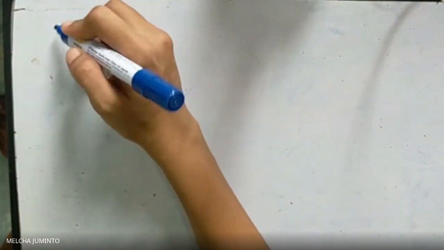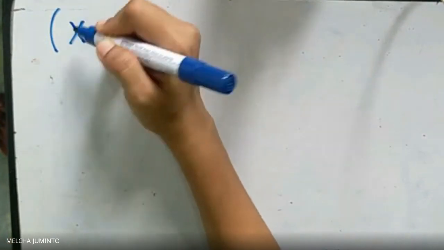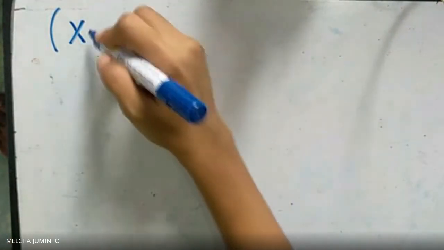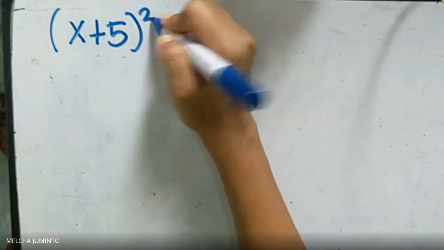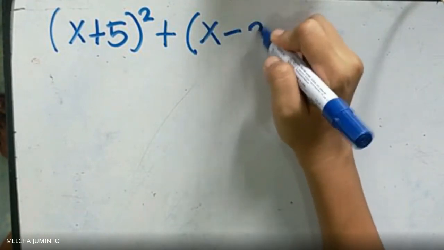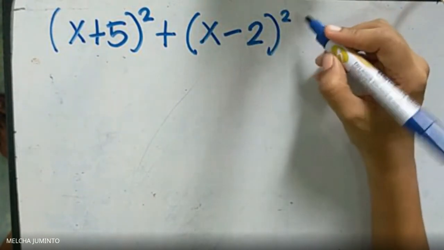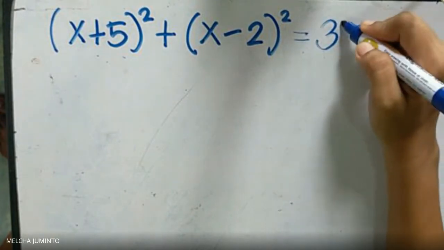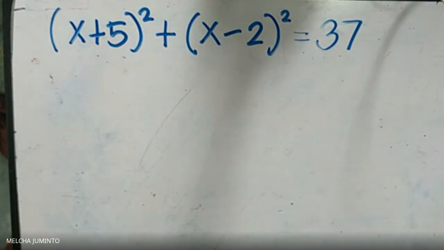Hello? The second example is find the roots of the equation. This is the equation. I write the equation on the board. The quantity x plus 5 squared plus the quantity x minus 2 squared is equal to 37. So this is the given equation in the second example: x plus 5 squared plus x minus 2 squared is equal to 37.